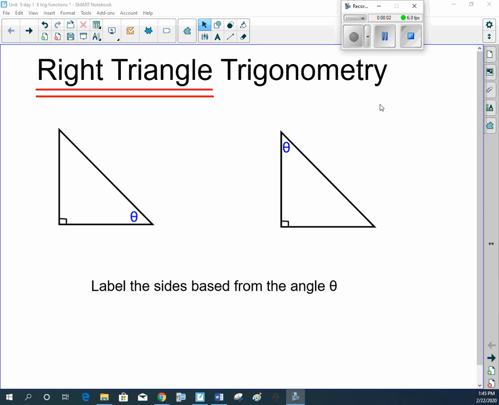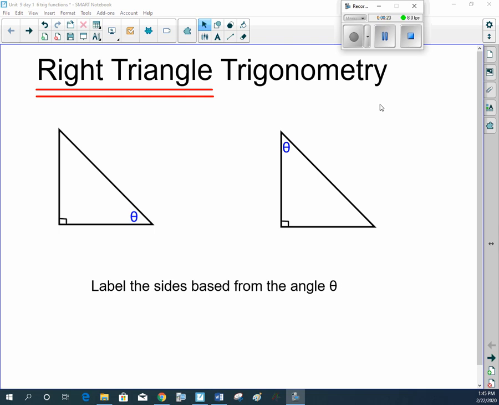Okay, this chapter that we're starting, Unit 9, is all about right triangle trig. So it's a lot of definitions. Right triangle trig is basically working with the ratios of the sides of a right triangle. So when we're trying to figure out what the sides are, there are specific labels that we're going to use to define our trig functions.